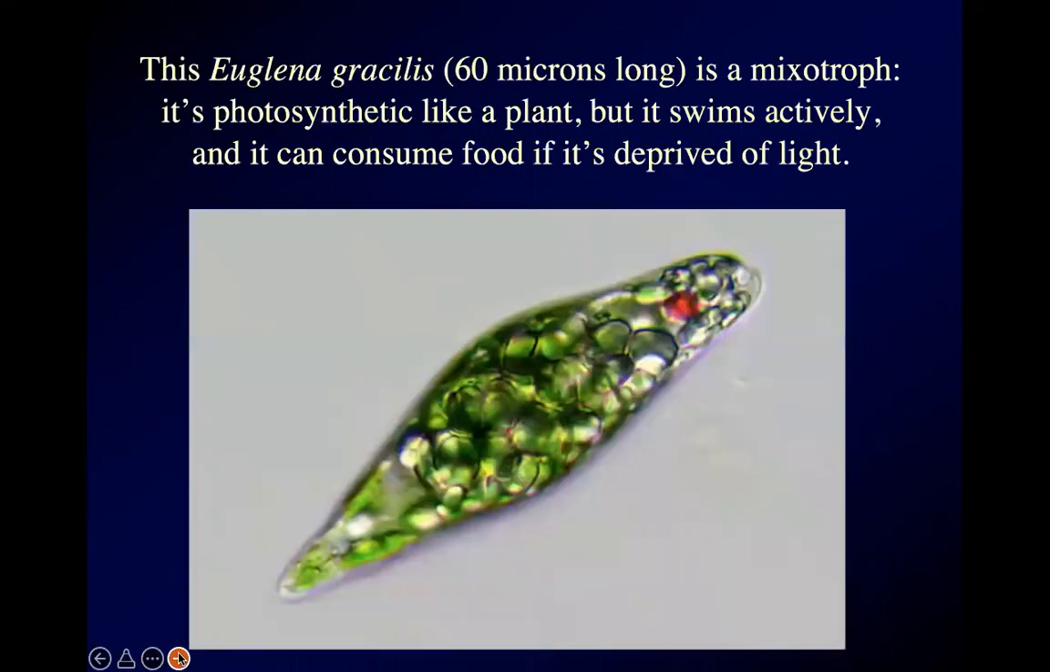So this, for example, is a mixotrophic protist seen under the microscope. It's called Euglena, Euglena gracilis. It's photosynthetic like a plant. You can see it's got that green color, but it also is an active swimmer. And if you deprive it of light, if you put it in darkness for a while, it's actually quite capable of consuming food. You can't see it clearly, but at the upper right, it's got this little food groove that it can literally open up and swallow things with it. So this is just an example of a mixotroph.